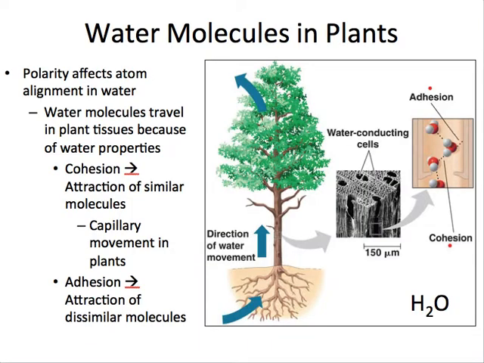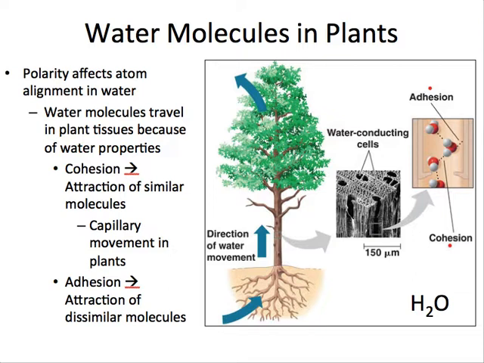Water is essential for plants. Water is required for plants, for example, to grow, to do metabolism. How is it that water moves through plants? Well, the polarity affects the atom alignment in the water. Water is considered to be a polar molecule. Water travels in plant tissues because of these very specific properties of water.